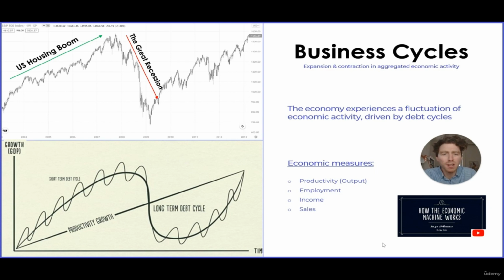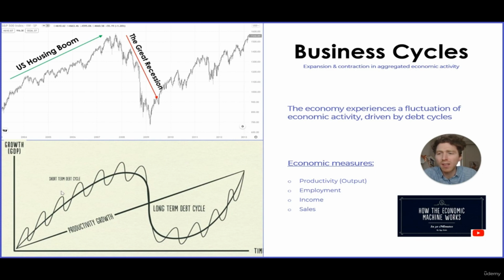We have productivity: what's being produced in an economy, what kind of products and services, what's the output within an economy. The employment: how many people actually get a job. The income: how is the income of these people developing. And also the sales and revenues, an aggregation of all the sales of all businesses. This is often referred to as the GDP of an economy.